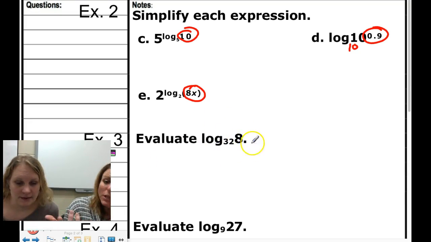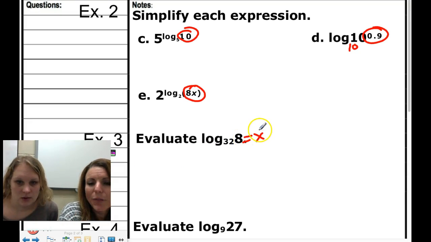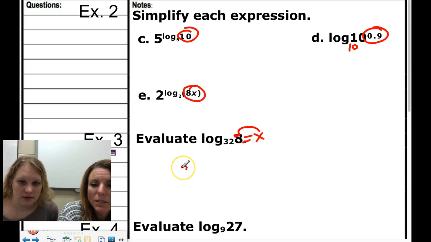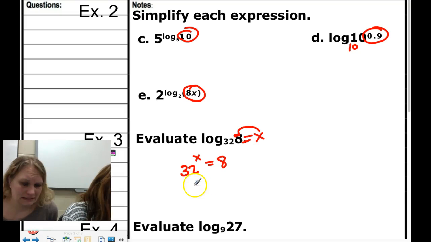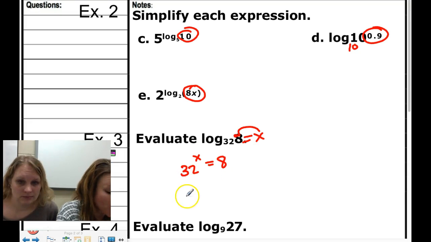Well, look, we have a log. So let's write that equal to x. And we write 32. So we've got 32 to the x power equals 8. Mental math on that? I can't do that. So now what we're going to do is change the base to base 10, and I will show you how to do that.